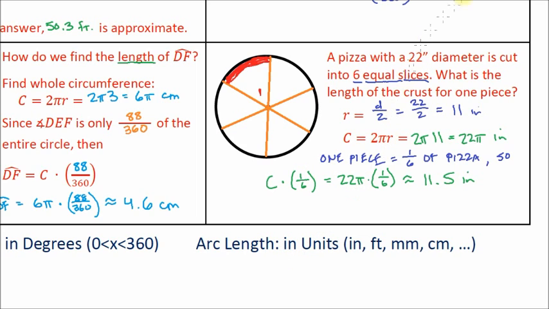And your final answer would be a sentence. You could say the crust of one piece is approximately 11.5 inches. So here's how you can see, hopefully, the strategy for finding arc length. We're using ratios and how much of the circle circumference we want to figure out how long that particular arc is.